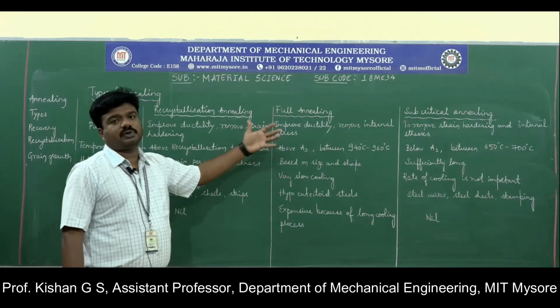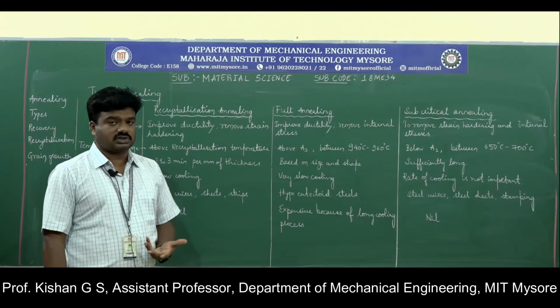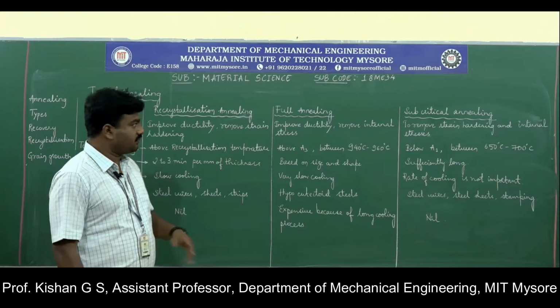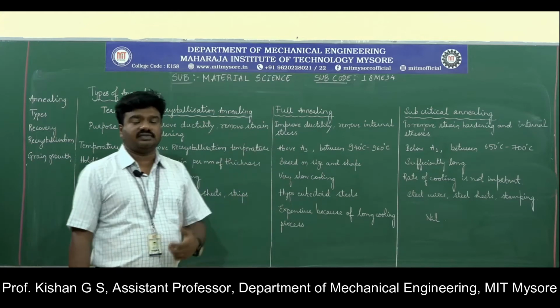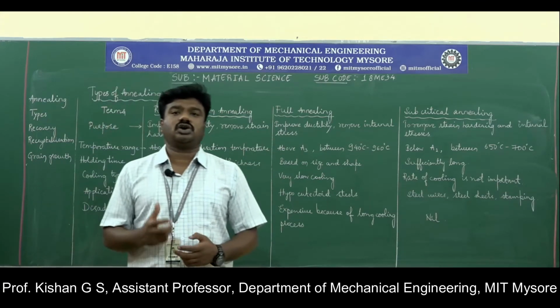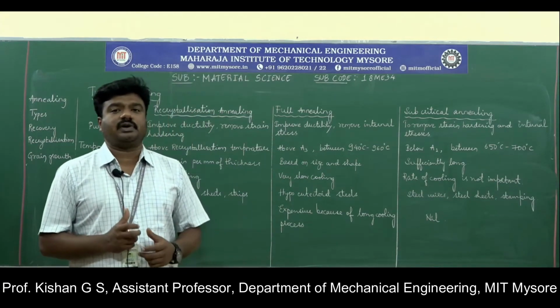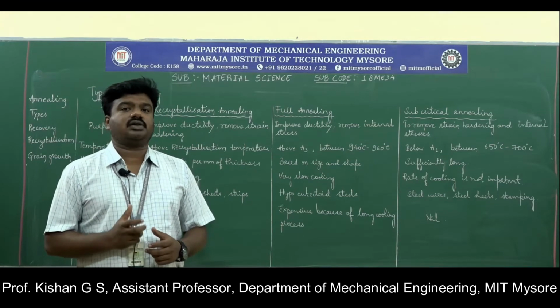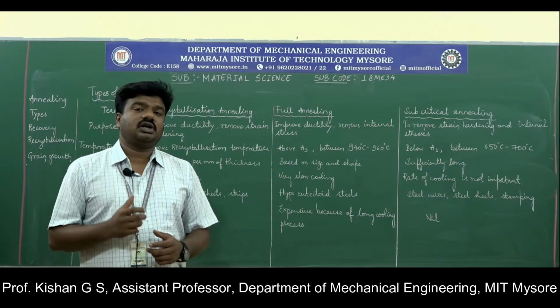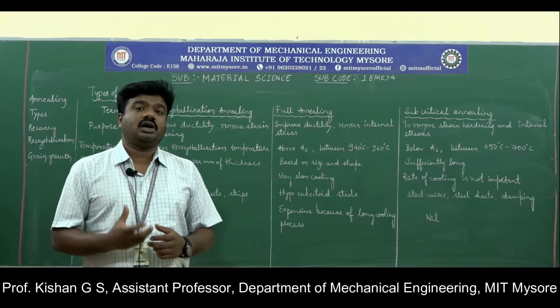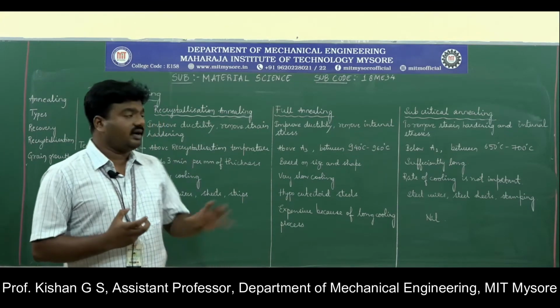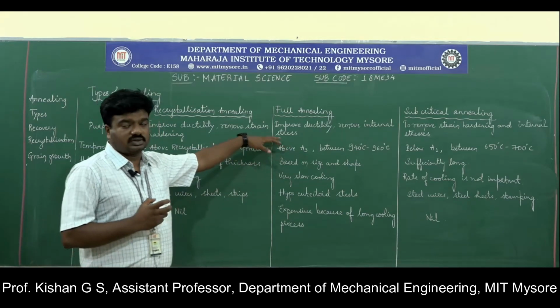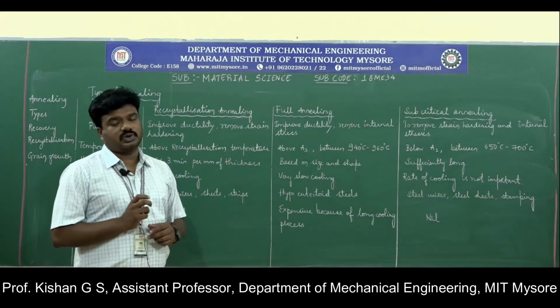So what is the main purpose of going with the full annealing process? Full annealing improves the ductility and removes the internal stresses that are developed during the processing or manufacturing of that particular component. That component will be subjected to heat treatment using the full annealing process so that its internal stresses are removed and the ductility is improved.